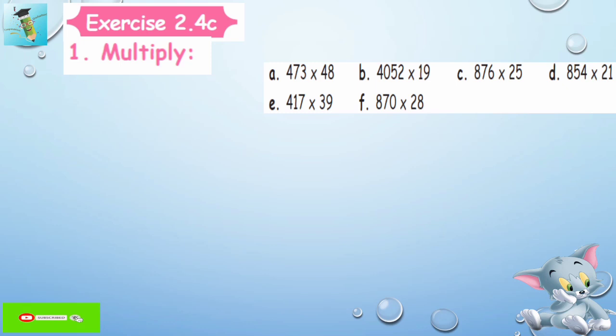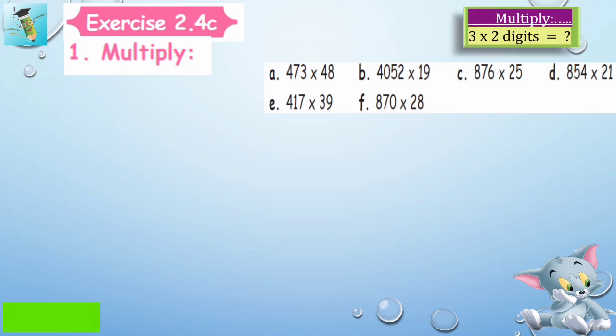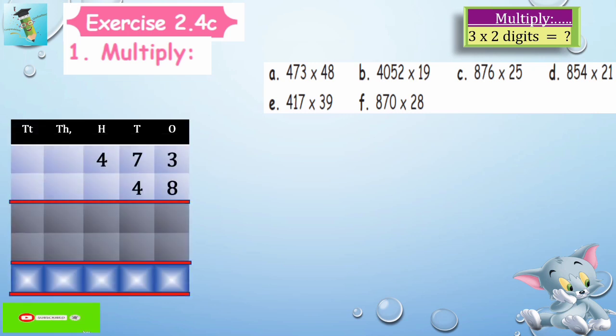Exercise 2.4c, multiply. 6 sums are there. Except sum B, the remaining sums come under 3 digits into 2 digits only. Whether 2 into 2 digits or 3 into 2 digits, all come under the same way. Okay, let us see that. I entered it with the proper place value. Now we are going to multiply, isn't it? So I mentioned the cross symbol.